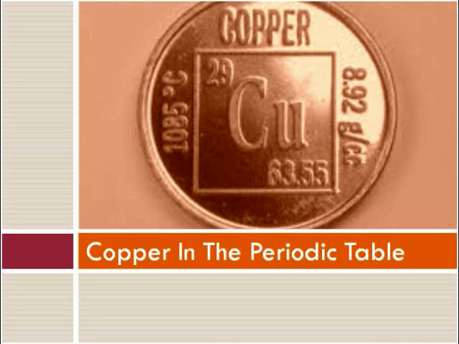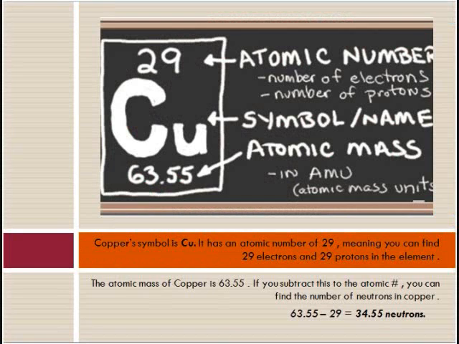Chapter 1 is going to be about copper in the periodic table. C-O-P-P-E-R. So here's some basic information. The copper symbol is Cu. It has an atomic number of 29, meaning that you can find 29 electrons and 29 protons in this element. The atomic mass of copper is 63.55, so it means the number of neutrons in copper is 34.55.